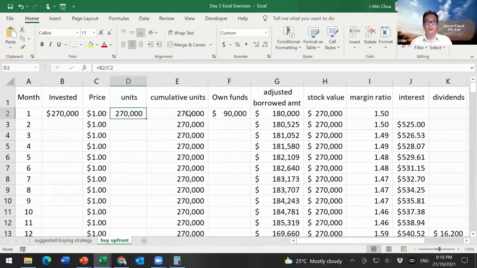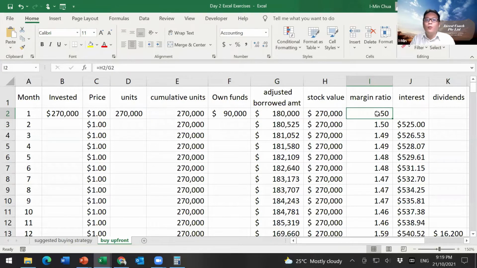This is the cumulative unit; you just add on to the previous one. To buy $270,000 worth of REITs using margin, you just need $90,000. That means 3 times leverage. In this case, you'll be borrowing $180,000, as you can see here. This is the stock value, and of course, this is the margin ratio.